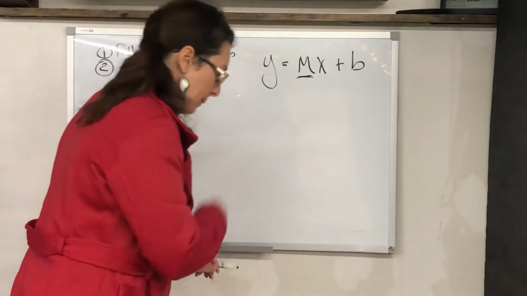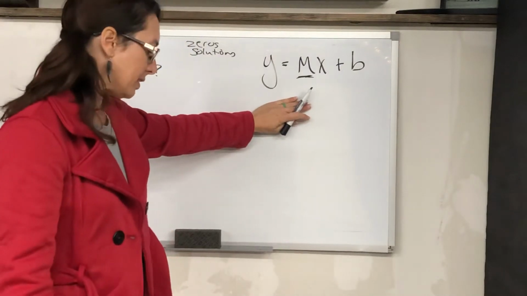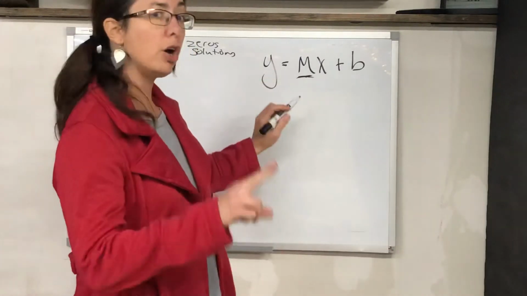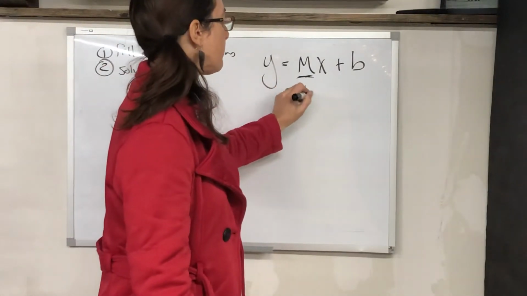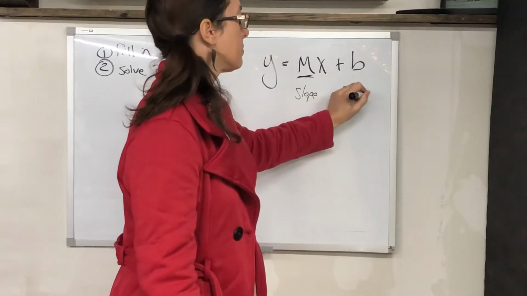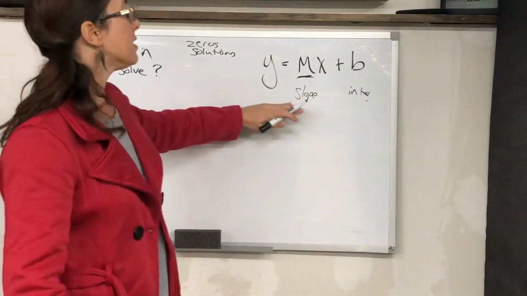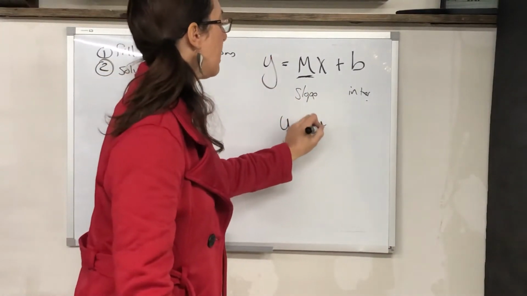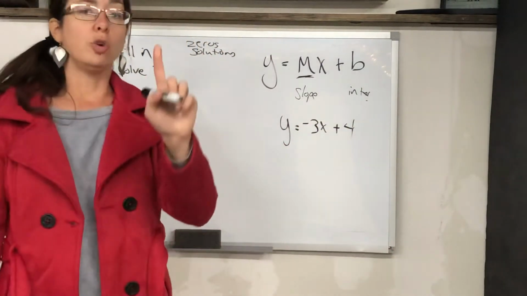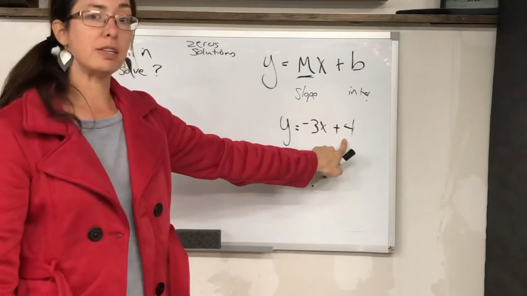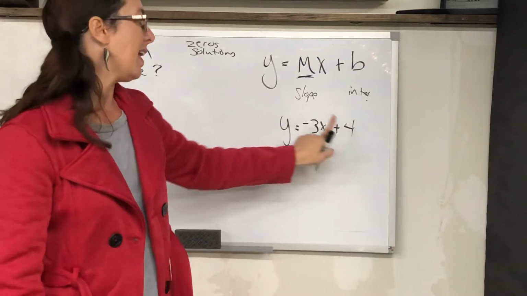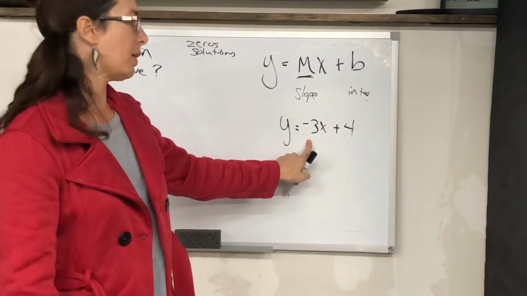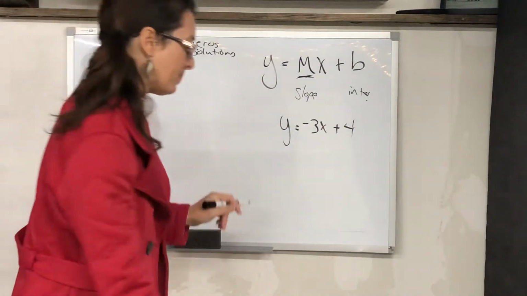Isn't that great? Okay, so when we have this form, this is called your slope-intercept form, because we know two things. We know the slope and we know the intercept. So this is your slope-intercept form. If you have y equals -3x plus 4, you can automatically tell me that it crosses the line at 0, 4, and that it goes downward at a pretty steep slope, 3/1, a rate of change of -3.